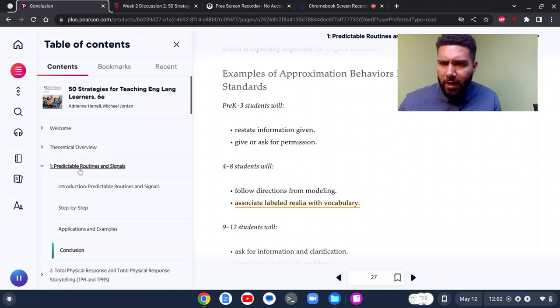The strategy that I am choosing today is going to be predictable routines and signals. The basic overview of this one is for English learners to be comfortable and have reduced anxiety when they go into your classroom, so that they know the day-by-day routines that your class participates in. Okay, so the step by step pretty much describes classroom organization first.